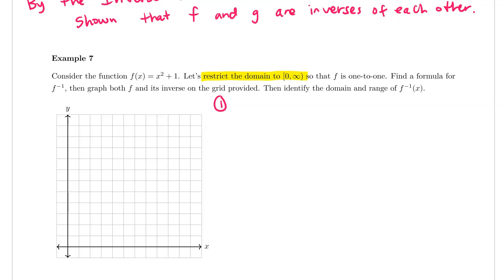So step 1, if I want to find an inverse function, I'm going to replace f of x with y. Step 2, I'm going to swap the location of x and y, so I get x equals y squared plus 1. And then step 3, I want to solve for y. I'm going to subtract 1 from both sides, and that would give me y squared is equal to x minus 1. And now I'm going to take the square root of both sides.